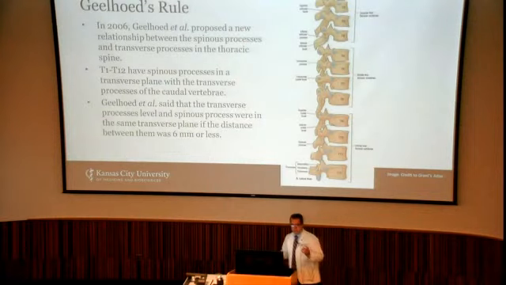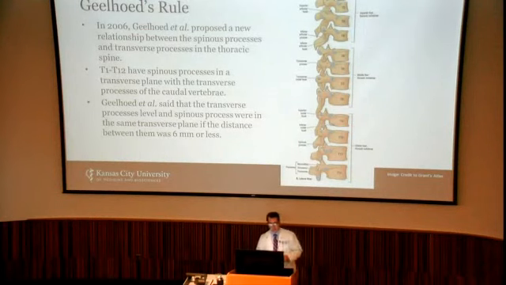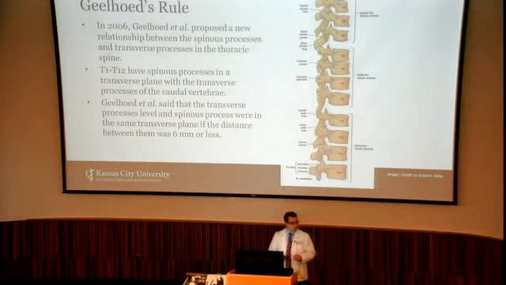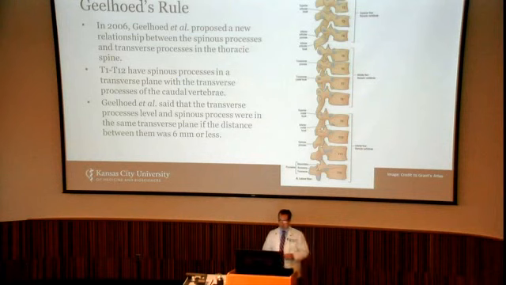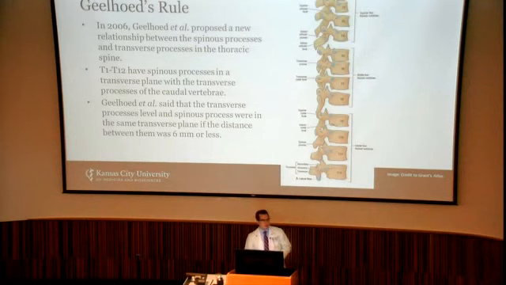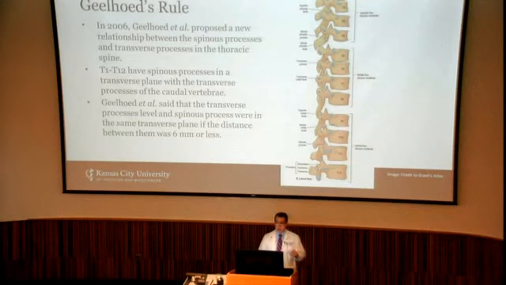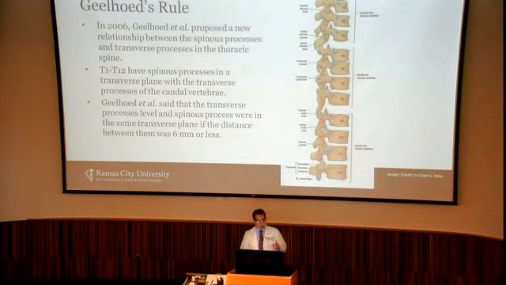We've practiced this rule in osteopathic medicine for years now, but in 2006, Gilhol et al. proposed a new relationship between the spinous processes and transverse processes in the thoracic spine. He stated that T1 through T12 have spinous processes in a transverse plane with the transverse processes of the caudal vertebrae. So to relate this to the thoracic rule of threes, this is the same relationship as group 3, but the only difference is he proposed this for T1 through T12, the whole thoracic spine.